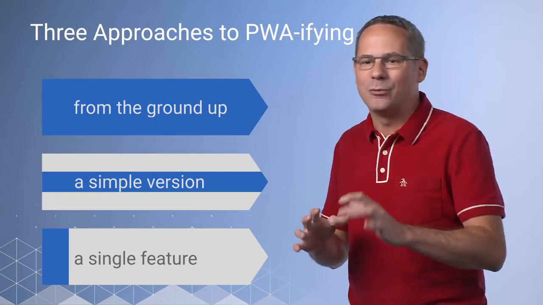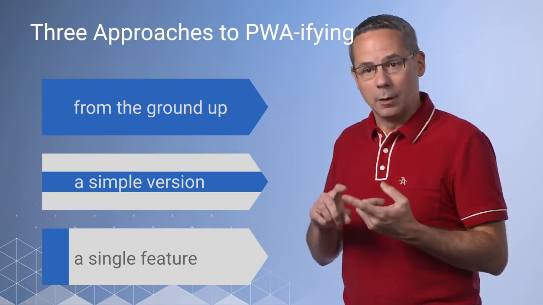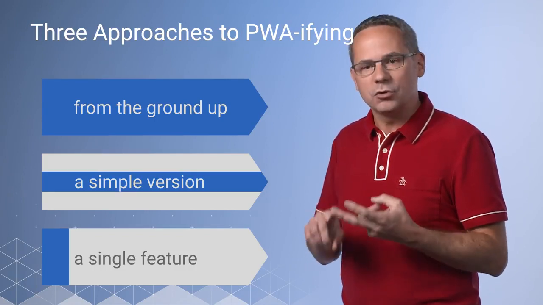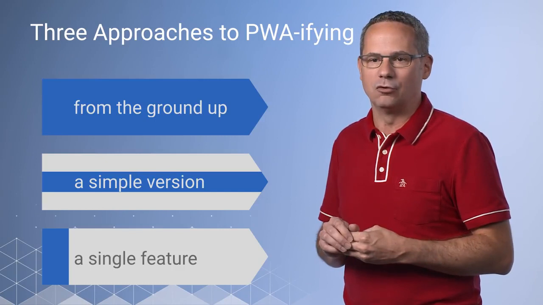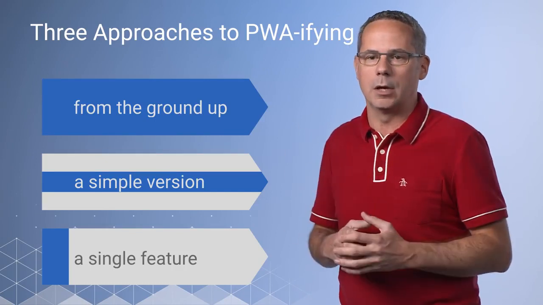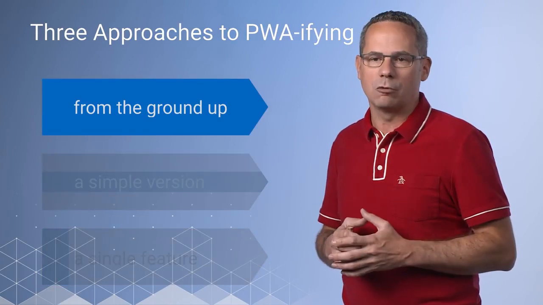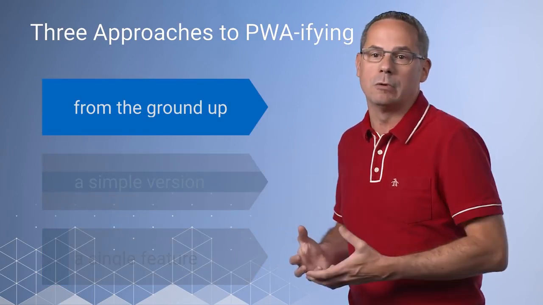There are plenty of ways to get started, but they can be summarized in these three approaches: building from the ground up, starting with a simple version, and focusing on a single feature. Each of these makes sense in a different scenario. Starting from the ground up makes the most sense when a site is about to go through a redesign.